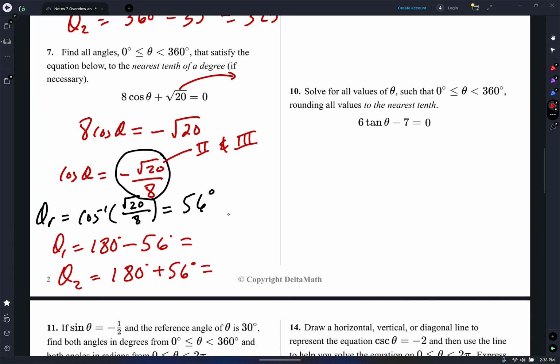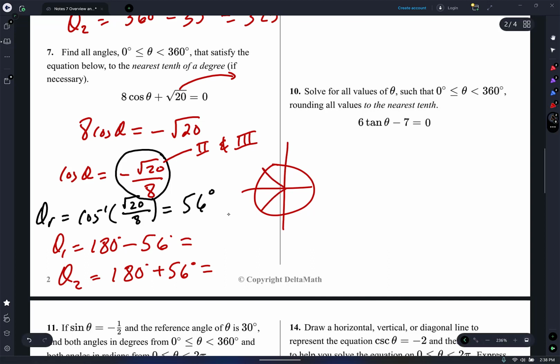Yes, because this square root of 20 over 8, maybe it helps if we draw a visual. You're somewhere right here like that. So this reference angle right here, that is 56 degrees. So if I'm in quadrant 2 and I want to know this angle in sky blue, you're 56 degrees away from 180, so you got to go 180 minus 56. And in the other one, in this one right here, remember the reference angle is 56 degrees. So now you're 56 degrees away from 180. So I got to add 56 to the 180 if you're in quadrant 3.